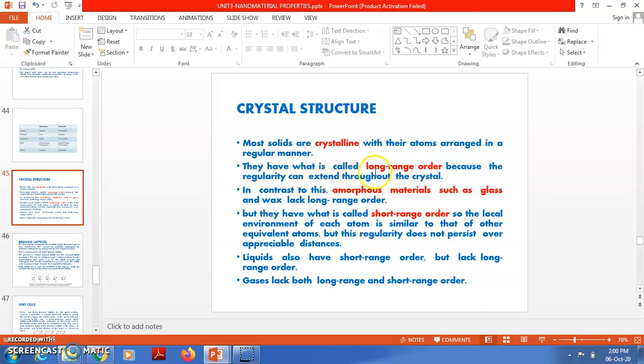Then short range order is available in amorphous materials like glasses and wax. They have what is called short range order. Liquids also have short range order but lack long range order. Gases lack both long and short range order.